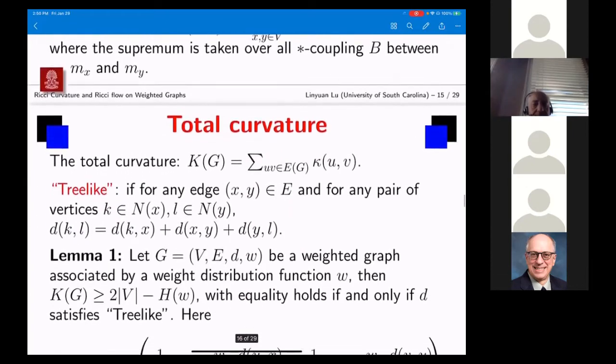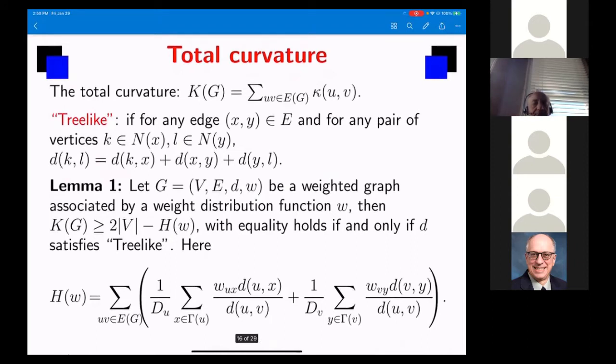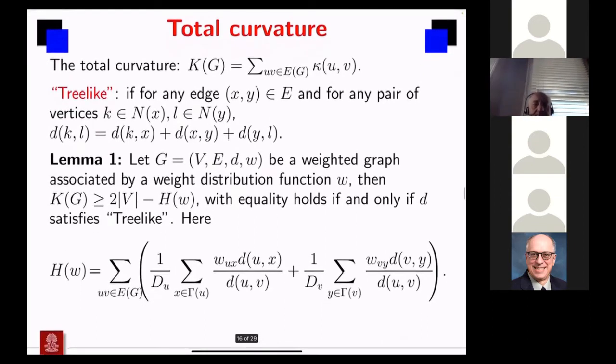All right. So now back to the first part, the problem: total curvature. What is total curvature? Total curvature is simply the sum of the curvature of all edges.